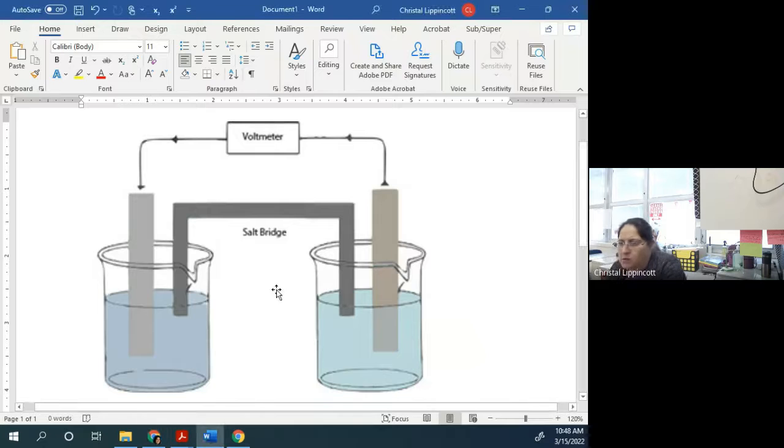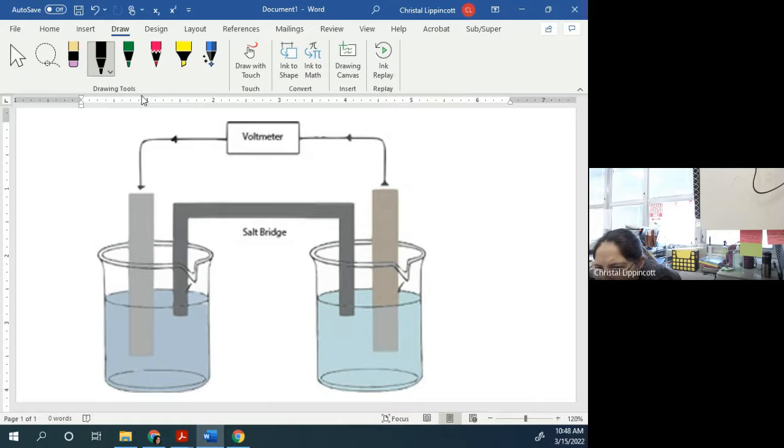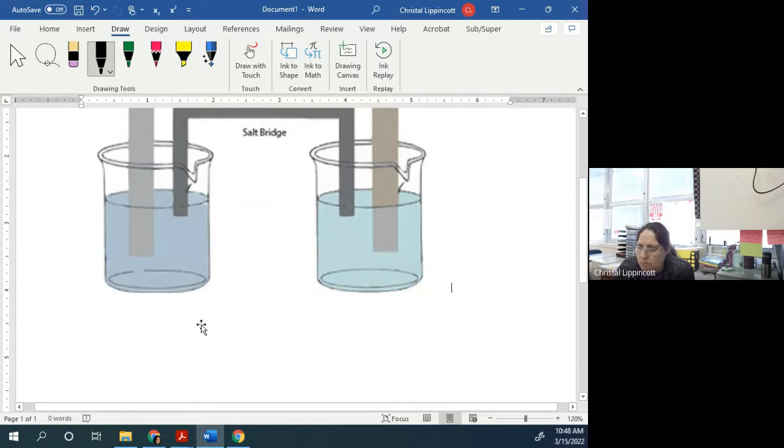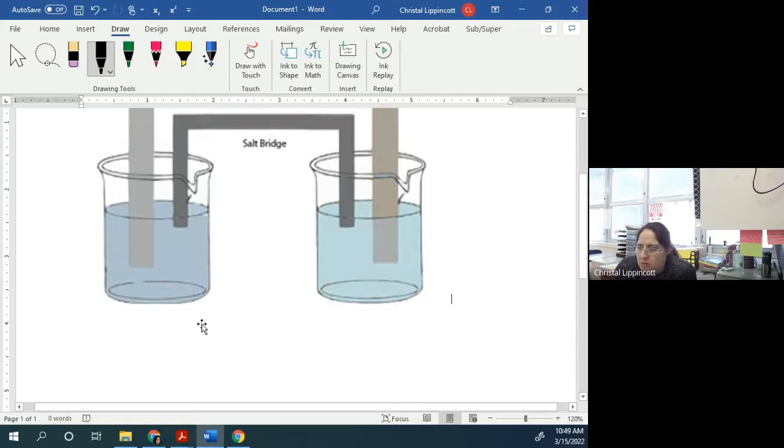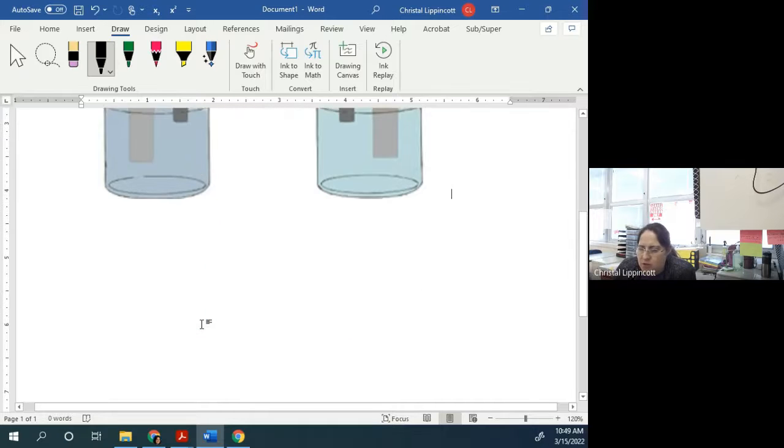All right, so I have this set up here. I don't want to put my arrows on here yet because I don't know that this is the way my arrows are going to go. So I'm just going to get rid of those right now. All right, I like to put my anode on this side. Okay, so when we're doing these, we need to look at the reactions that are taking place.